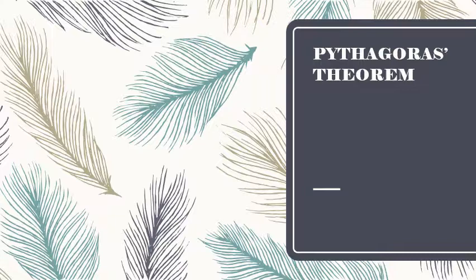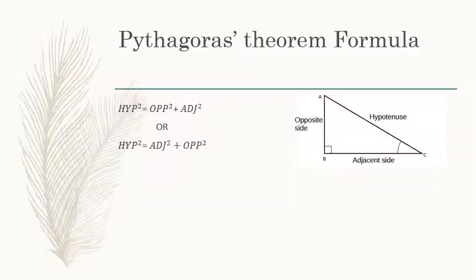Today let's see the topic, the introduction of Pythagoras theorem. In the last chapter we learned in a right angle triangle what are the three sides called. So this is my right angle triangle.